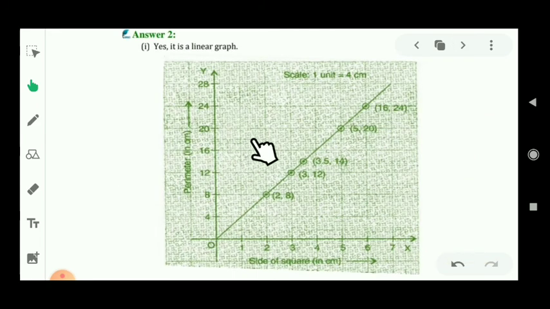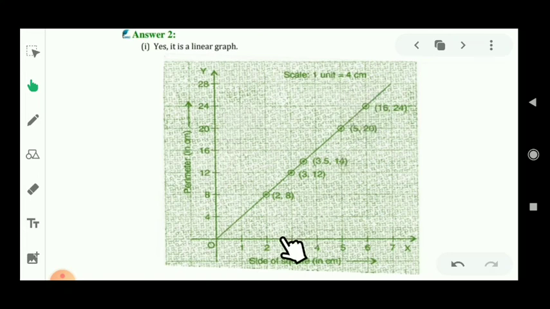In the first part also you have to use the graph page for making the graph figure. Students, firstly we have to draw the y-axis line, then we have to draw the x-axis line. On the x-axis line we will use the side of a square, that is in centimeter, and on the y-axis we will use the perimeter, that is also in centimeter. And what scale we have to use? 1 unit equal to 4 centimeter, because you can see the gapping of 4 is here. So scale will be used 1 unit equal to 4 centimeter.